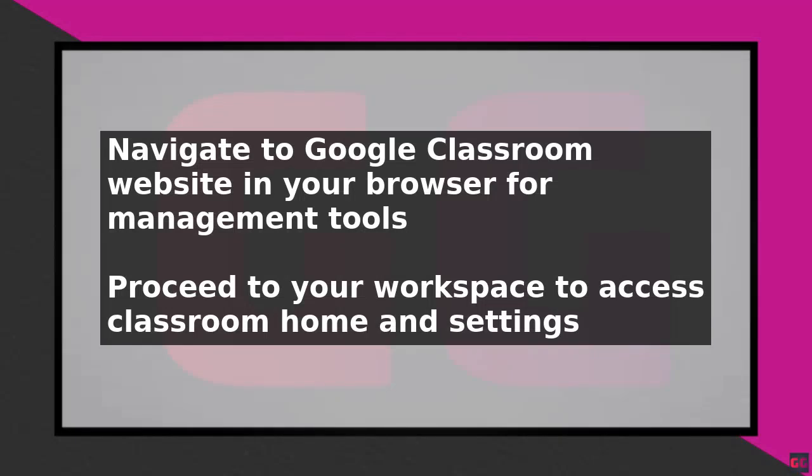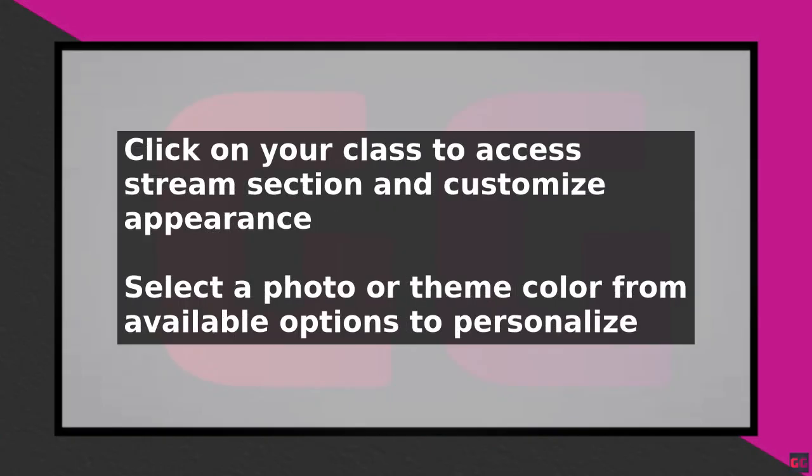To change the classroom theme in Google Classroom, start by navigating to the Google Classroom website in your browser. You will see options for classroom management and tools. But for this purpose, proceed to your workspace. Once you're in your workspace, you'll see the Classroom Home, Calendar, Teaching, Archived Classes, and Settings.